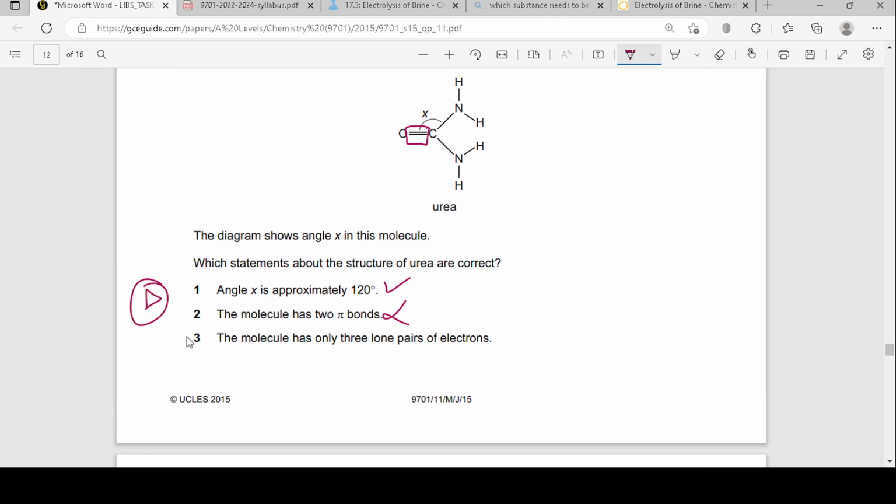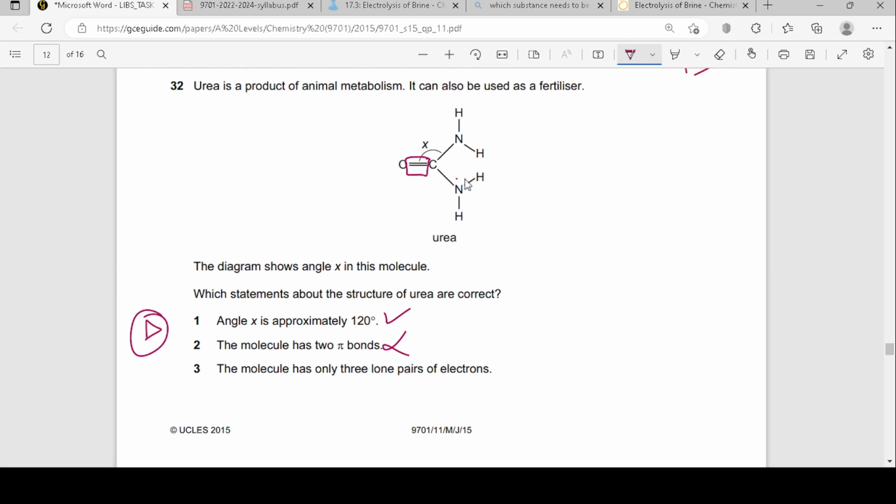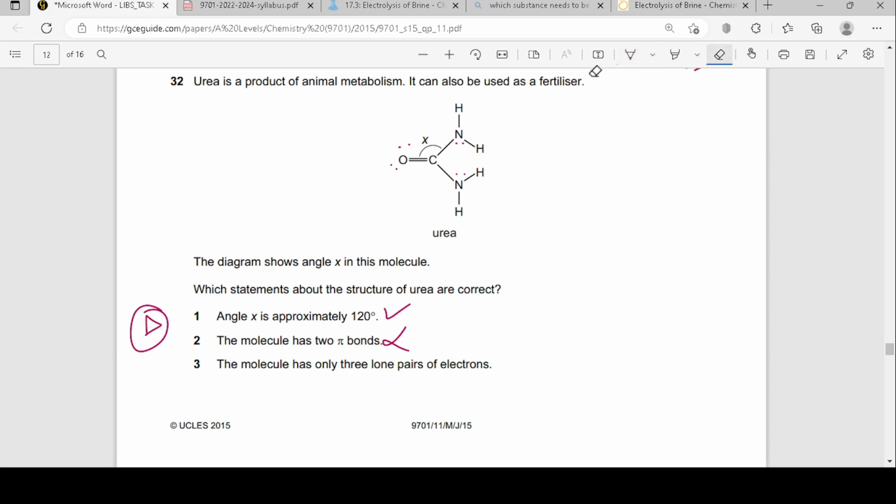But let's just look at options 3 and 1 as well. The molecule has only 3 lone pairs of electrons, but it has one lone pair over here, then another lone pair on this nitrogen atom. Nitrogen has 5 electrons in its valence shell, but 3 of them are used in bonding, 1, 2, 3 bonds, and then you have one lone pair. Oxygen has 6 electrons in its valence shell and forms 2 bonds, which means it has 2 lone pairs. So there are actually 4 lone pairs of electrons, 1, 2, 3, 4. So the statement that the molecule has only 3 lone pairs is wrong.